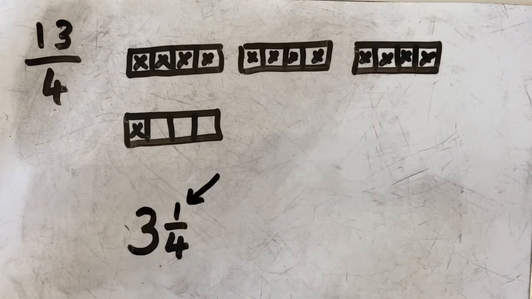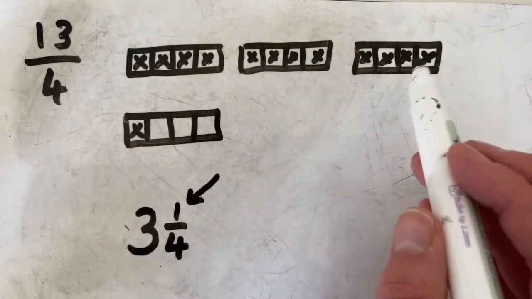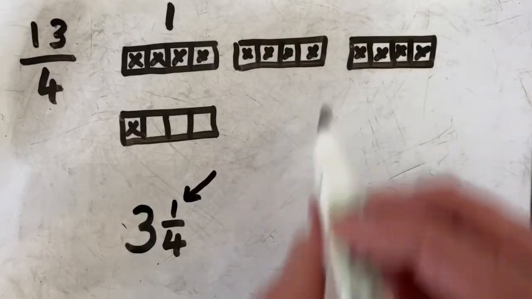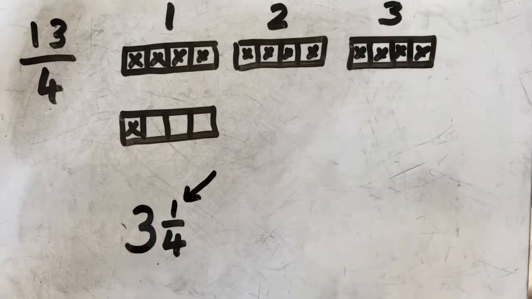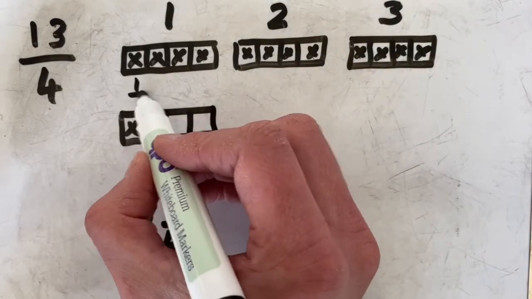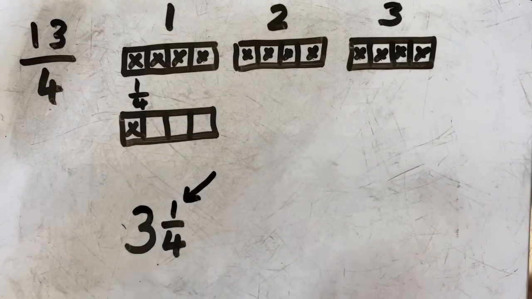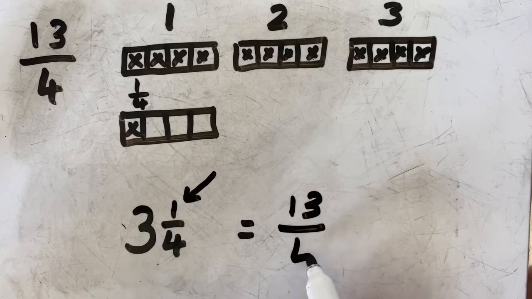So let's have a look at that as a bar model, just to confirm this. There is 1, 2, 3, 4, 5, 6, 7, 8, 9, 10, 11, 12, 13/4. This represents 1 whole, 2 wholes, 3 wholes, and here is the remaining quarter that is left. So 13/4 is the same as 3 1/4.